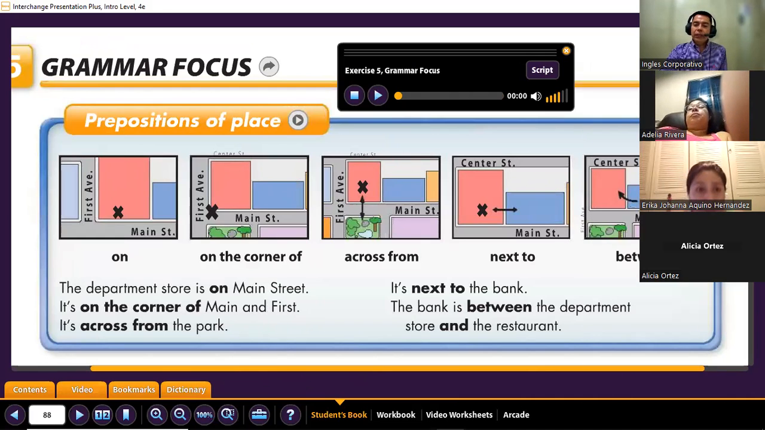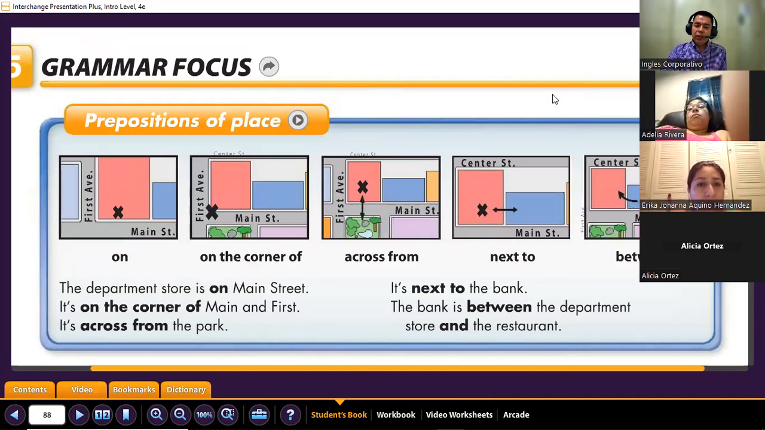Okay, so that's it, right? Do you understand the concept of on the corner of, across from, next to, in between? First, remember when we say the street or the avenue too, we say on because it's a surface, right? So on España Avenue, on Arce Street, all the time on. Then on the corner of, we have two places here, First Avenue and Main Street. Like you say, for example, on the corner of Arce Street and España Avenue.